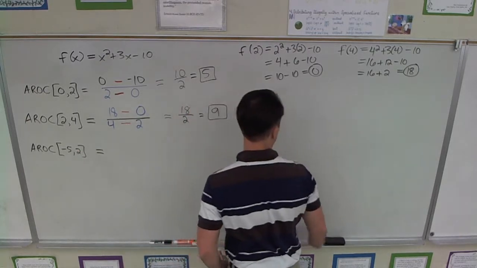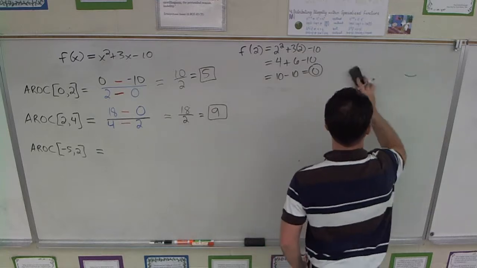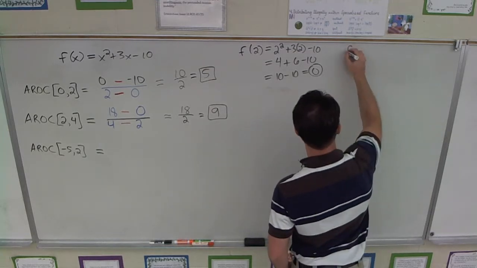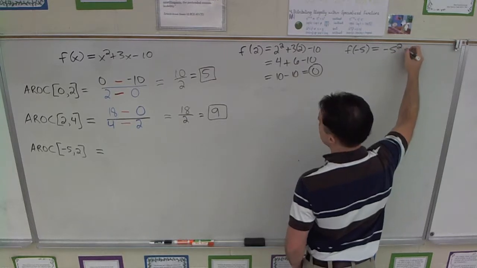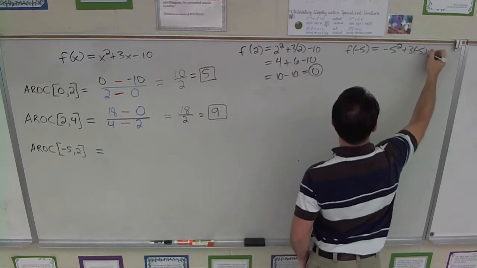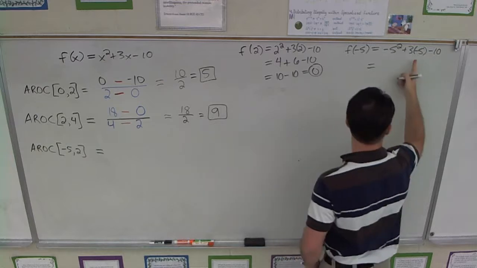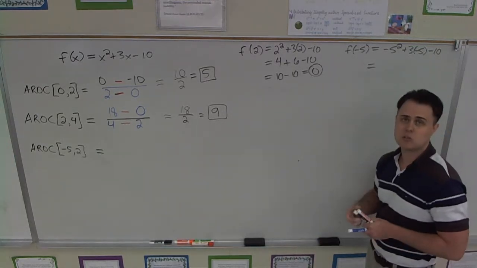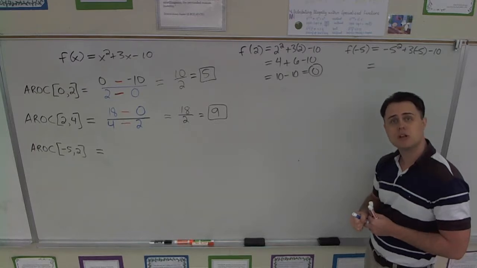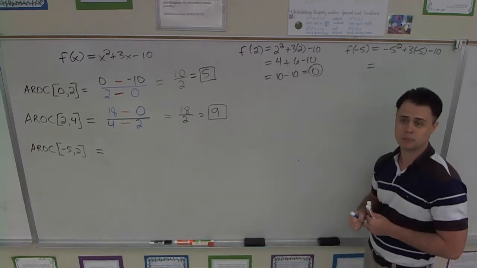So we just need to plug in negative 5. So I'm going to do that in my scratch work. Plug in negative 5. So negative 5 squared plus 3 times negative 5 minus 10. Now have a look at how I've written this down. I've made a classic Algebra 1 student mistake. What is it? Pause the video, think about what my mistake is.